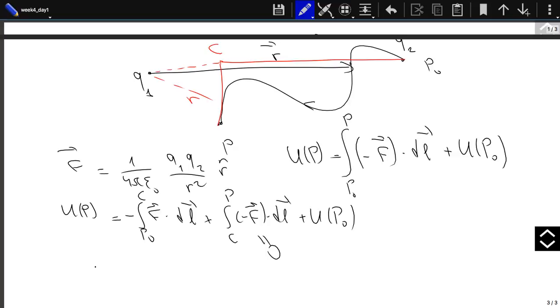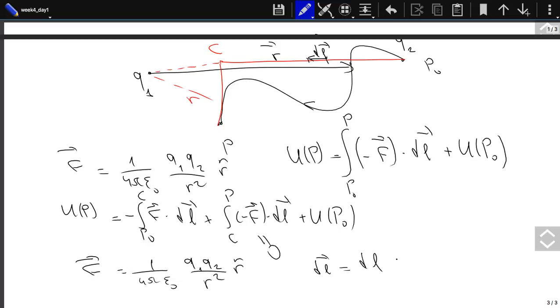Now let's see F. I can just imagine such a path over here. At this segment, the force F will be nothing but 1 over 4 pi epsilon 0, Q1 Q2, divided by r squared in the r hat direction. And dl will be dl in the r hat direction.